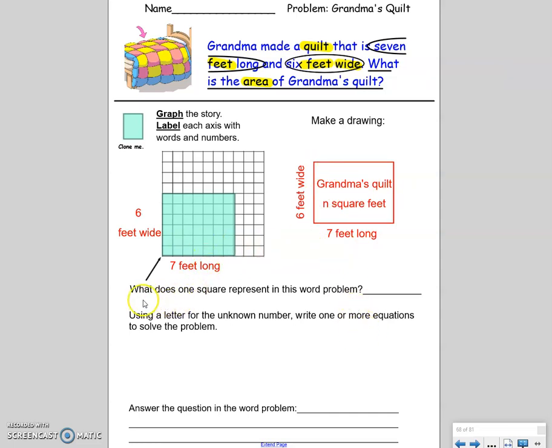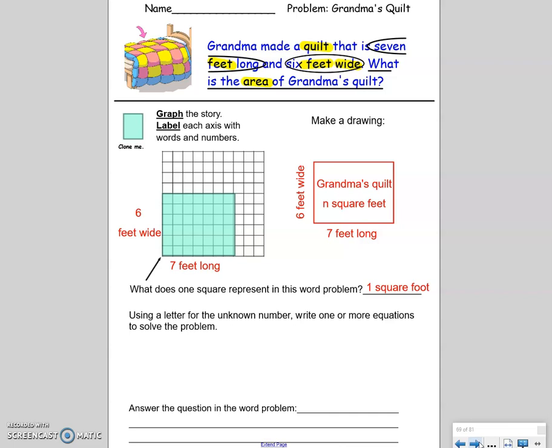Now let's go ahead and look at this question. What does 1 square represent in this problem? Well, I know that if I counted every single square in this rectangle on the grid, it would tell me the total area, or all of the square feet, in the quilt. So if all of the squares are all of the square feet, what is one of the squares? You're right. One of the squares is 1 square foot. 1 square represents 1 square foot in this problem.